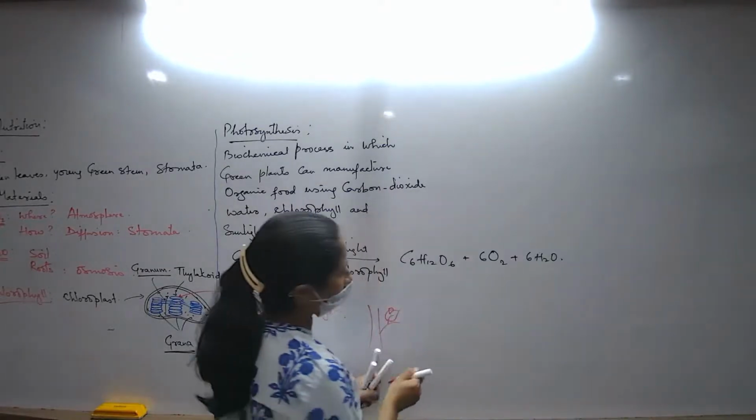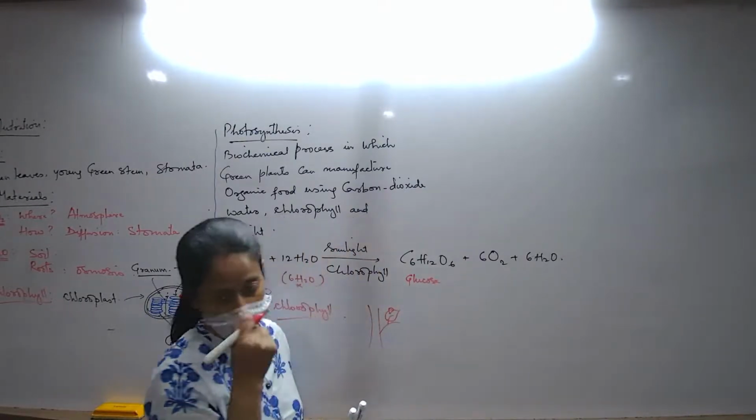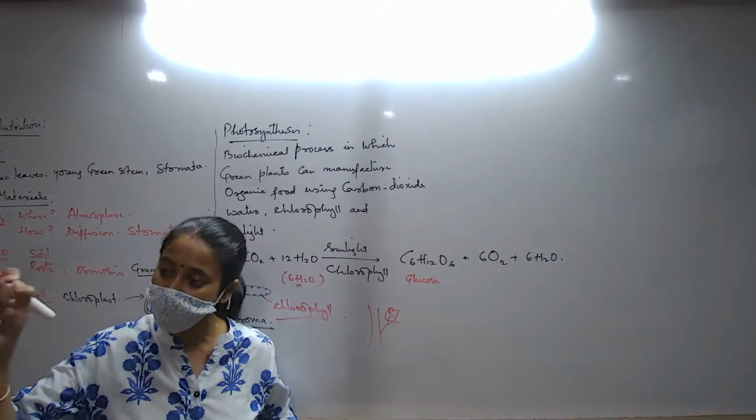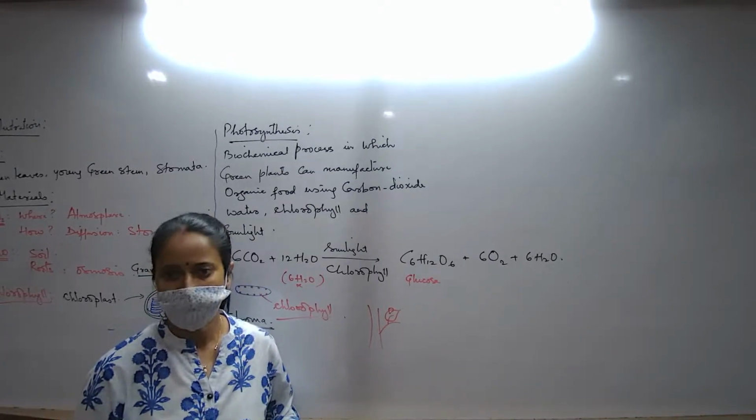So now what is the organic molecule formed? You are also asked, name the organic food formed during photosynthesis. Answer is glucose.